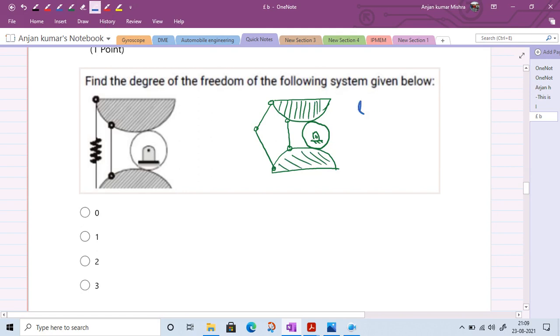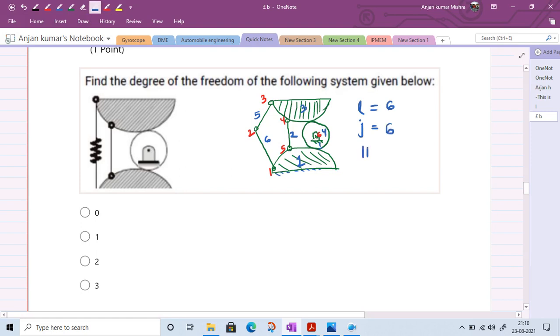So let us calculate. The number of links, L, is equal to, one link is fixed here. So this is 1, this is 2, this is 3, this is 4, this is 5 and this is 6. So the number of links is equal to 6. This one is fixed, considered to be link number 1. Now the number of joints, the lower pairs. This is 1, this is 2, this is 3, this is 4, this is 5, this one is 6. So the total is equal to 6 here.